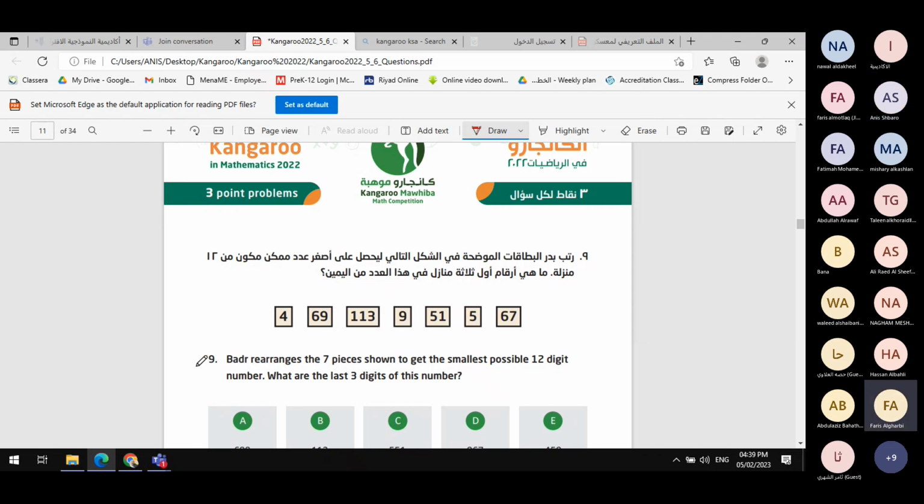Badr rearranges the 7 pieces shown to get the smallest possible 12-digit number. What are the last 3 digits of this number?